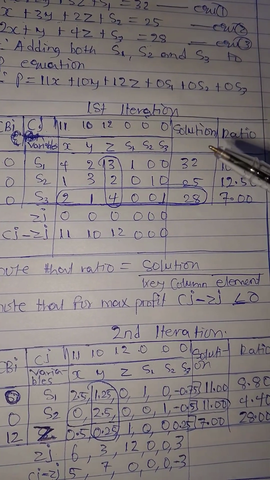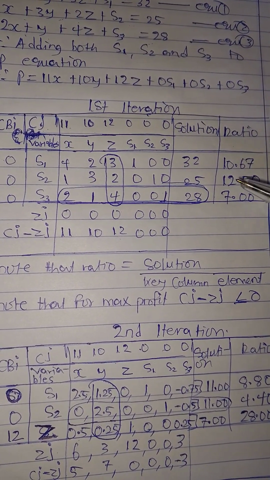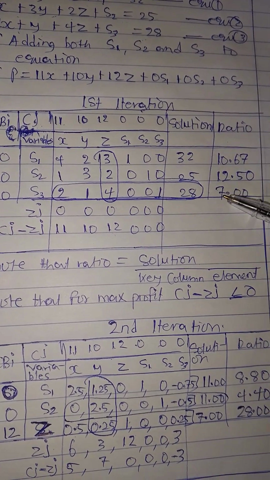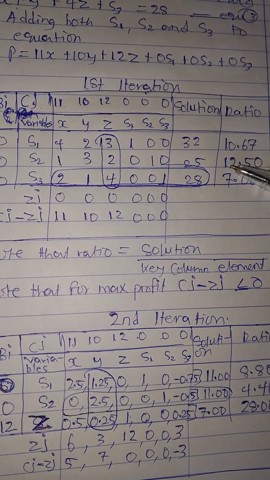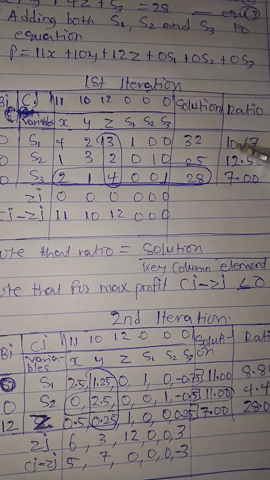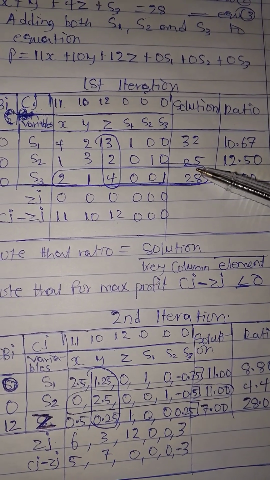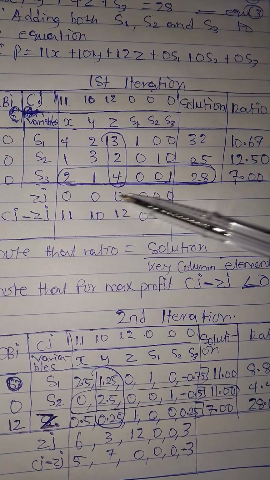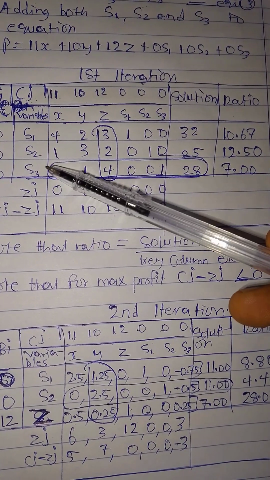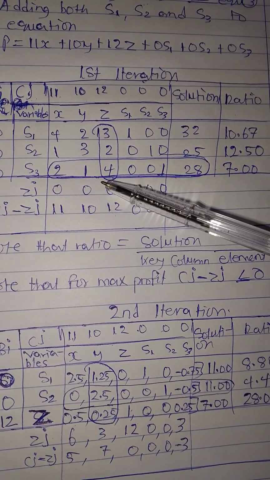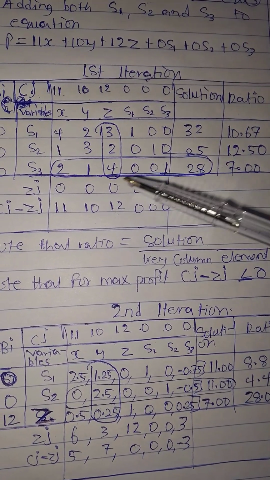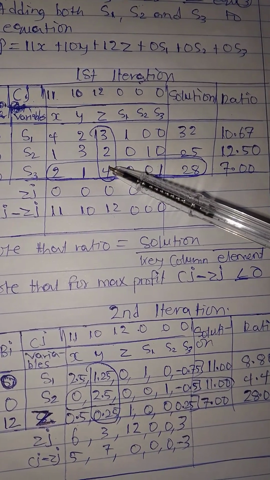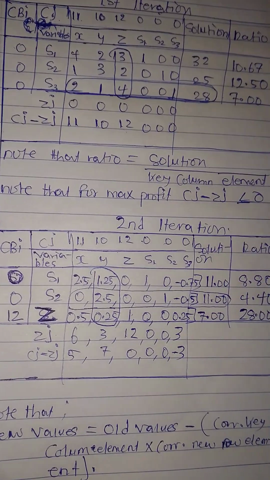The next thing to do is, from your ratio, always take the lowest positive number. So the lowest positive number here is this. I trace it, so this is it. Therefore this becomes my row, and this becomes my column. If you check in this row and this column, what is my key element? My key element here is 4.